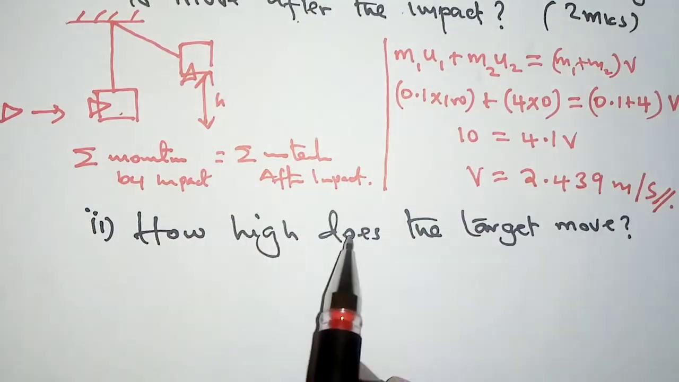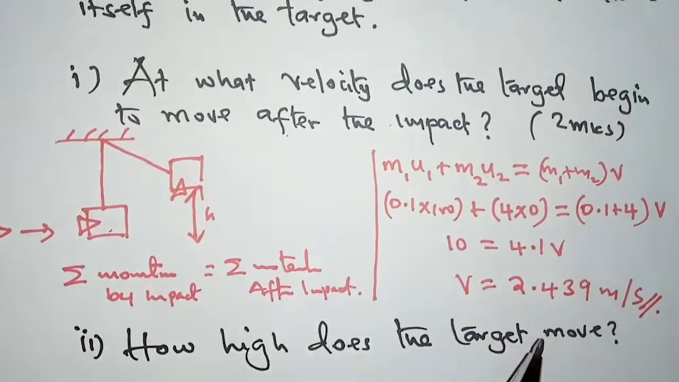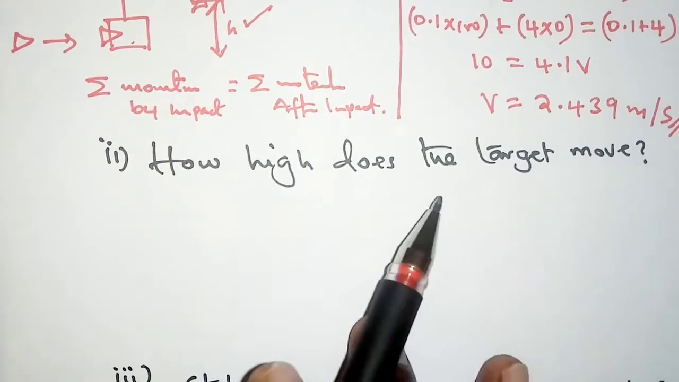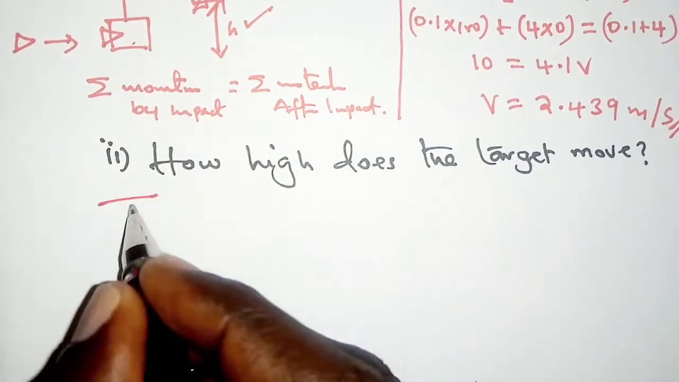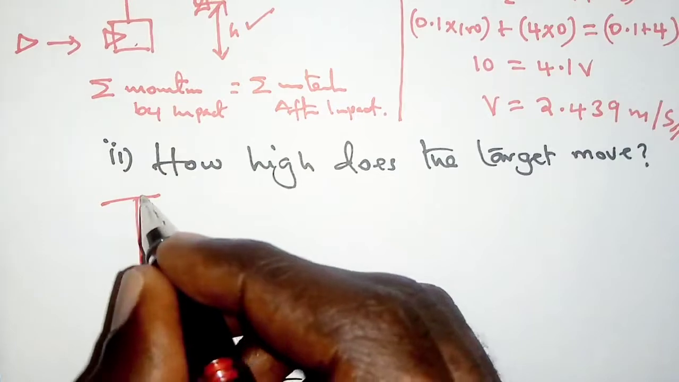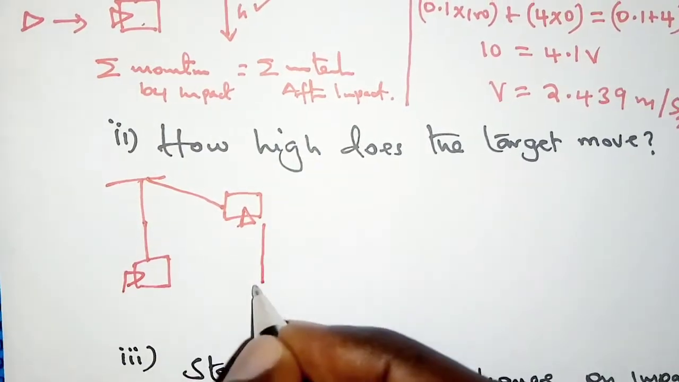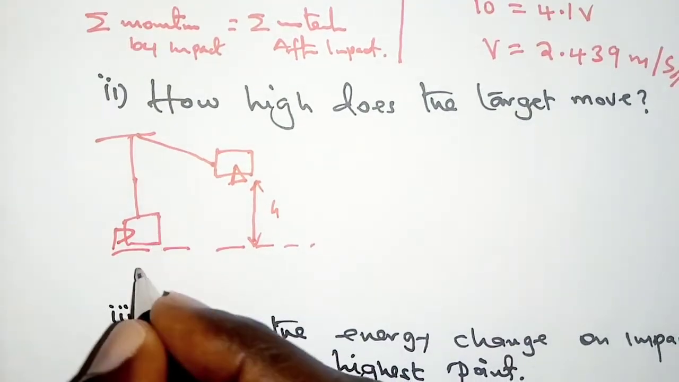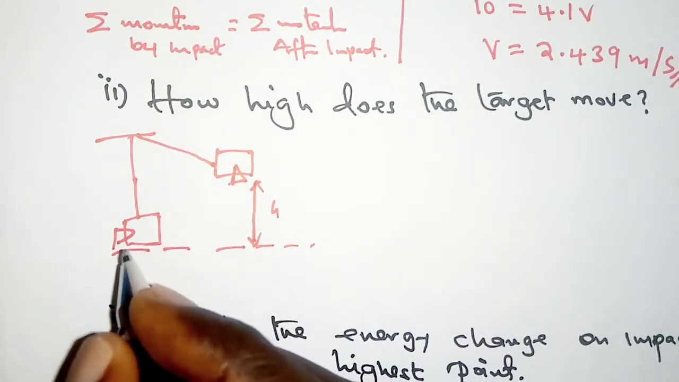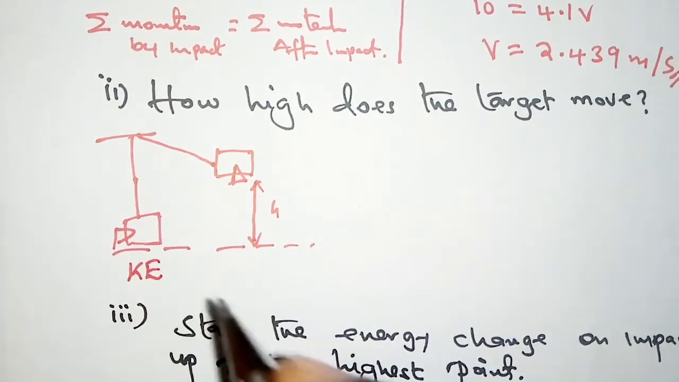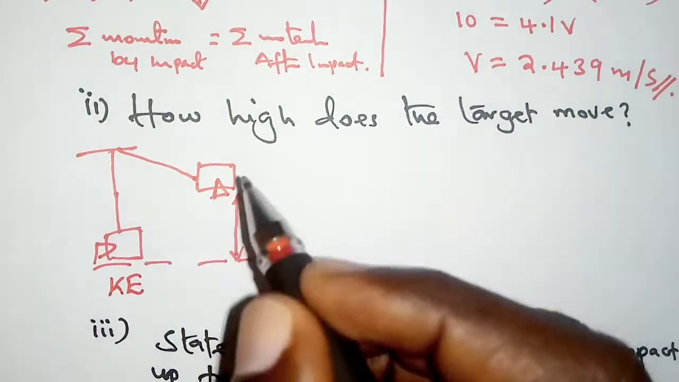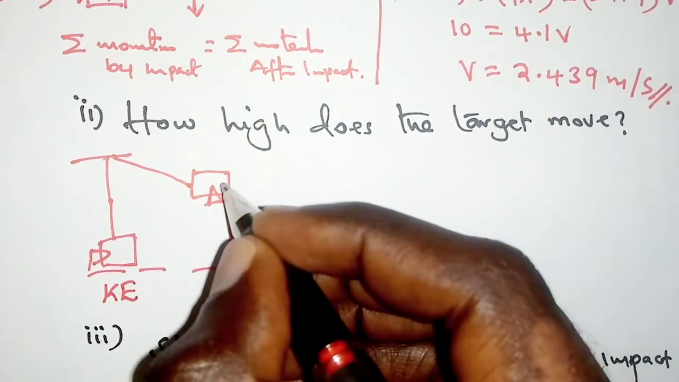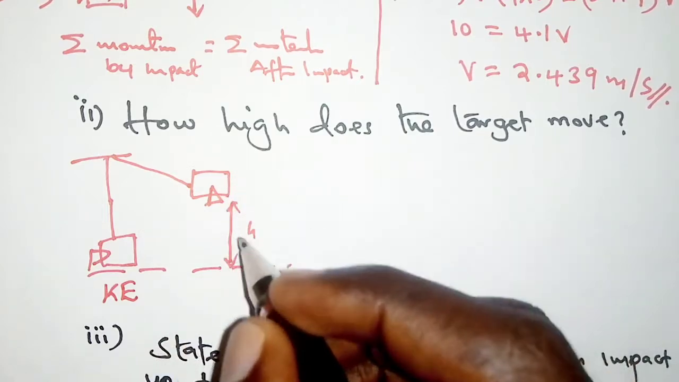Next, how high does the target move? So in other words, we are asked to get the height. Let me draw that once again so that it helps in explaining. We are required to get this height from the same horizontal level. And so at this point, the velocity is maximum, and that means we consider the kinetic energy maximum. And at this point, it will stop before it begins its journey backwards. At that point, we say that the velocity is 0 and the height is maximum.